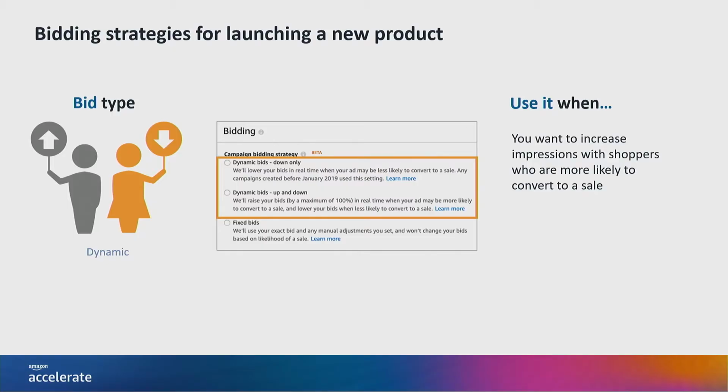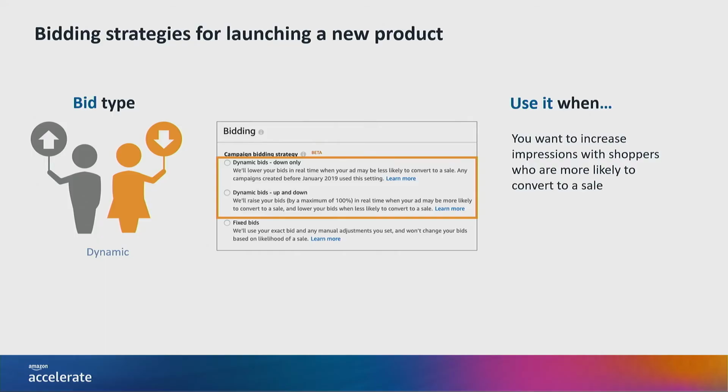For product detail pages, the maximum amount you will spend is $1.50 with dynamic bids up and down. However, we also decrease your bid when your ad is less likely to convert to a sale. This is a great feature of both dynamic bids up and down and dynamic bids down only, where if your ad is less likely to convert, we will lower that bid so you're spending less cost per click.